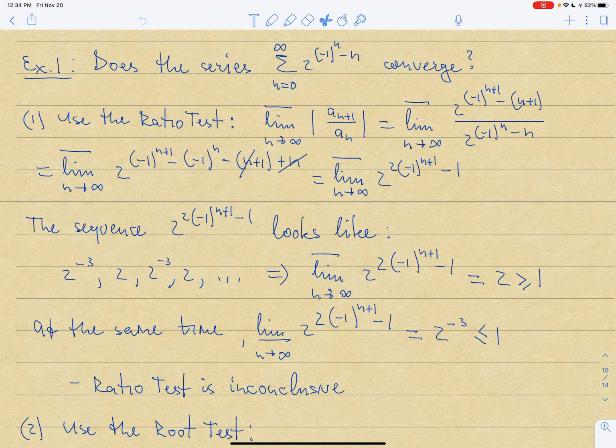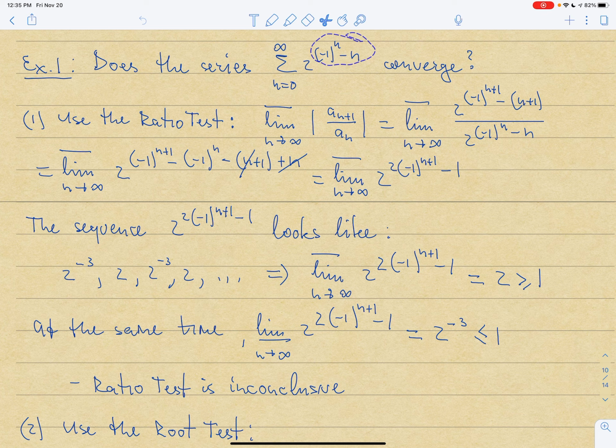So let's suppose that we have a series in this form. It's going to be 2 to the power minus 1 to the power n minus n. So the power of 2 in this case is somewhat complicated. And I want to determine if this series converges or not. And I'm going to try both the ratio and the root test, and I want to see what sort of thing they will tell us.